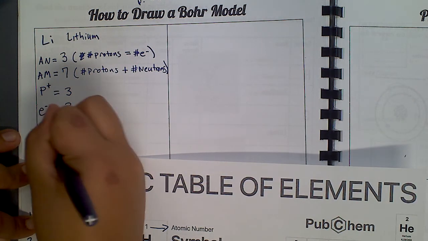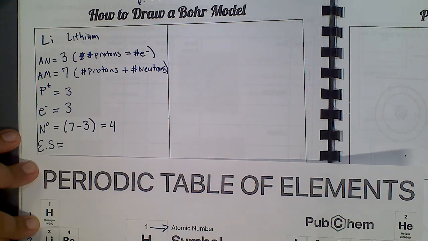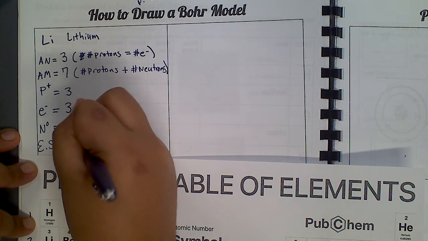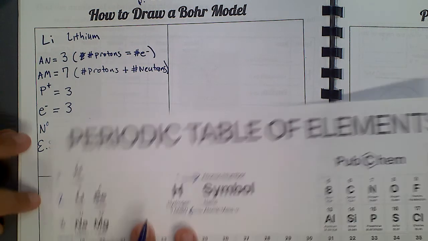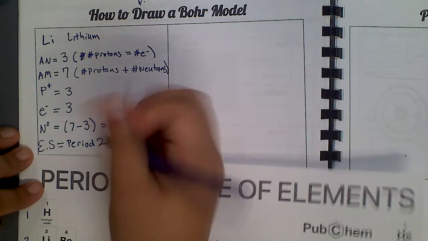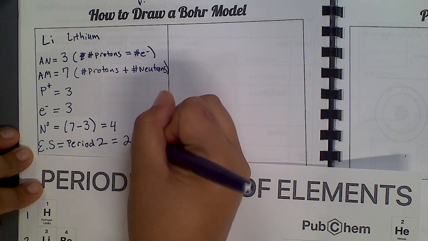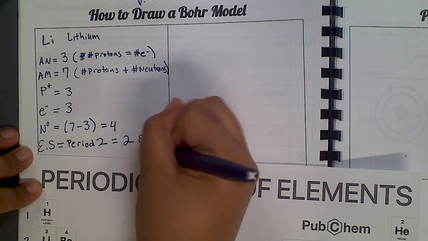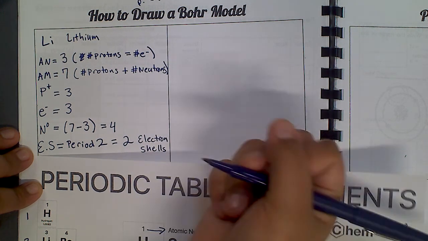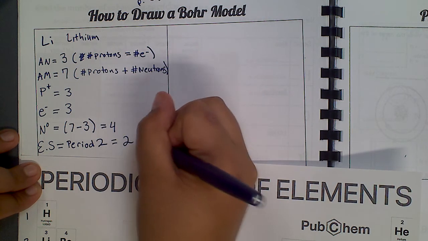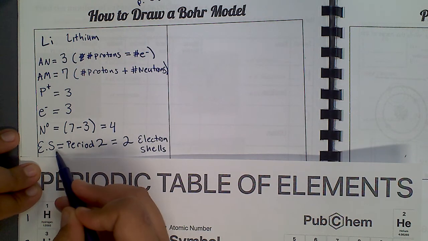Finally, we need to know the number of electron shells. The way you know the number of electron shells is to know what period it is in. In this case, lithium is in period 2, and you can see that just by looking at the periodic table. It's on the 2nd row. Because it's in period 2, it has 2 electron shells. Some people call them levels, or they call them orbitals. They all mean the same thing. I abbreviate electron shells as ES, which is what I did over here.